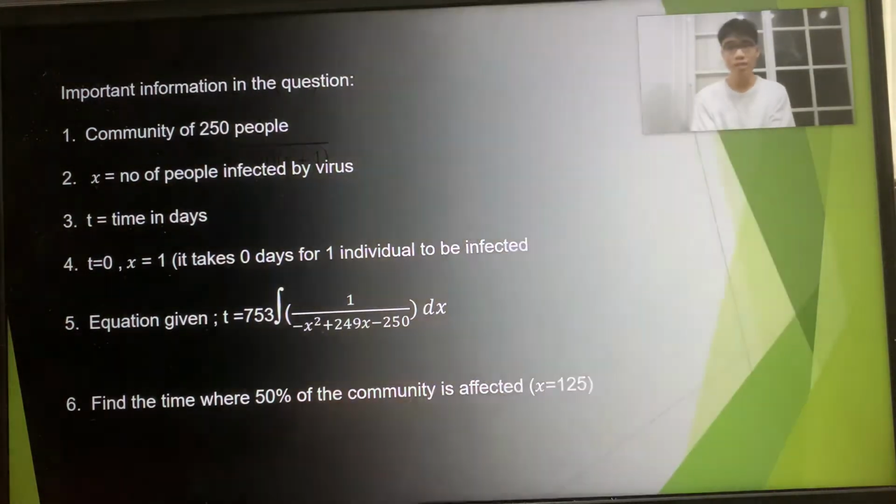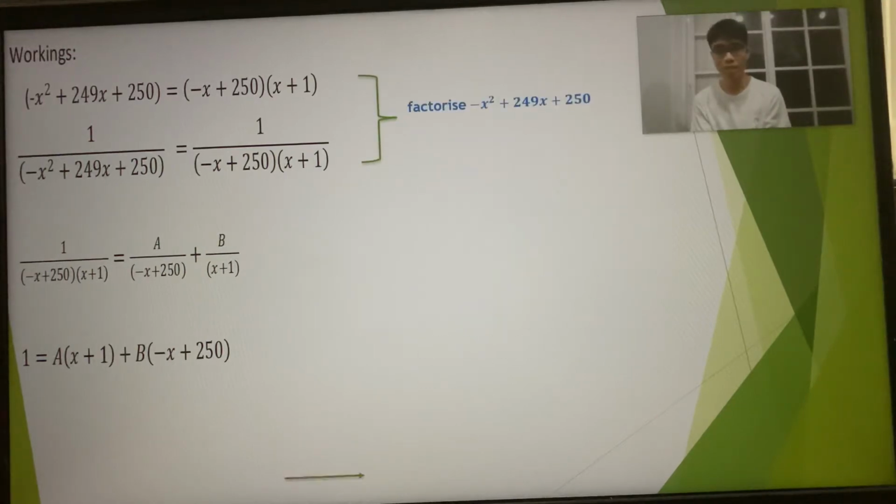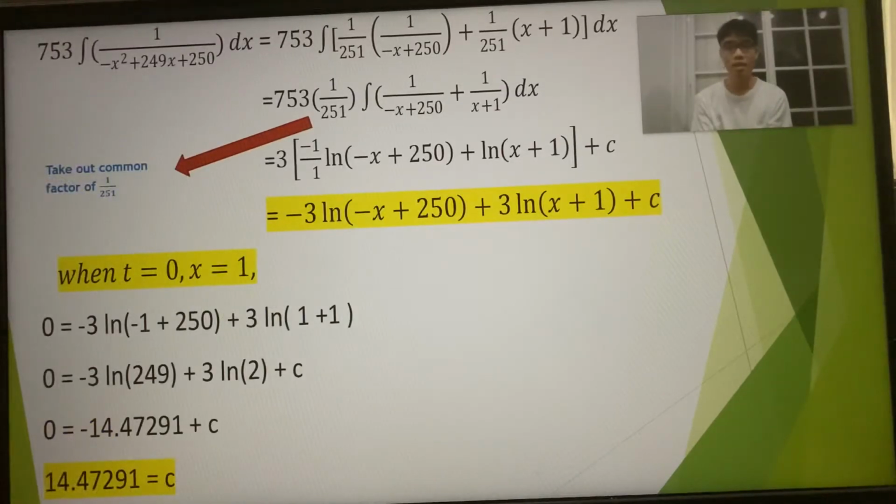In this question, we cannot integrate the given equation immediately, hence we will need to convert this equation into the form of partial fractions so that we can start integrating. After I've converted it into partial fractions and integrated it, we will get an unknown c, which is a constant value, and it could be any value. In order to find this constant c, we have to substitute x equals 1, t equals 0 into the equation.